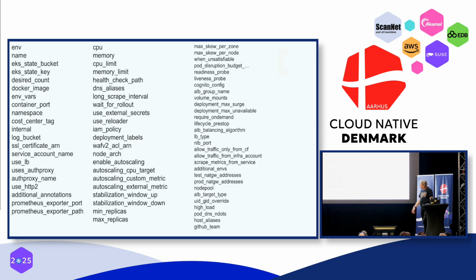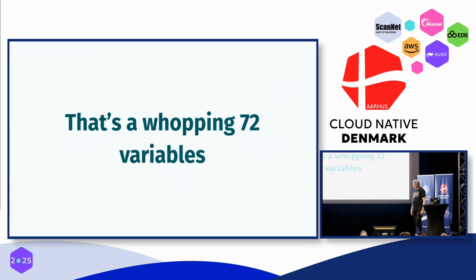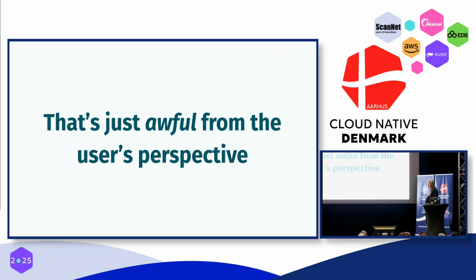And this is the list of all the options, the parameters of our module. I'm not going to go through all of them, but as you can see, there's a whopping 72 variables. Some people might think that's a nice thing, that it supports many things, but I think it's a bad interface for the user. I think it's awful.